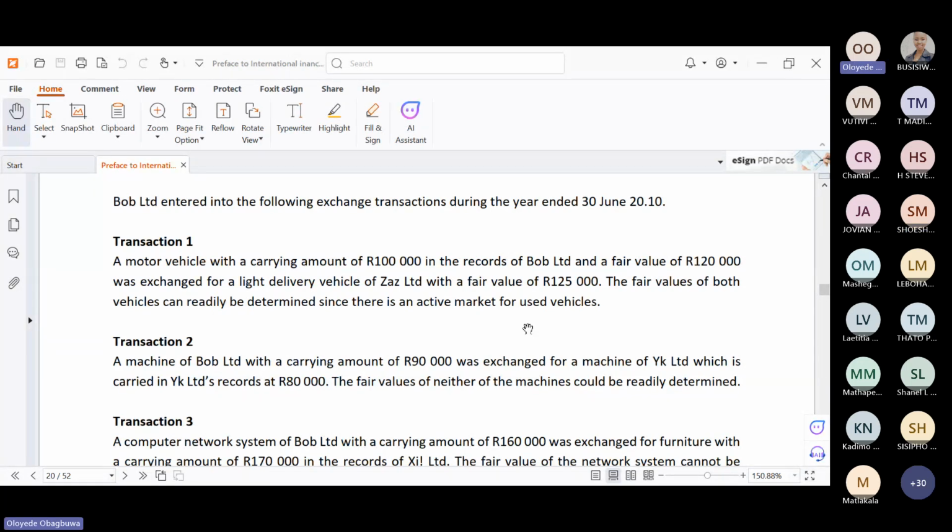But the standard emphasizes the company that is acquiring the asset, that is doing the exchange. Because the asset that you have has a carrying value of 100,000 and you now record it in your books at 125,000, it makes no accounting sense. That is why our emphasis will be on Bob now.